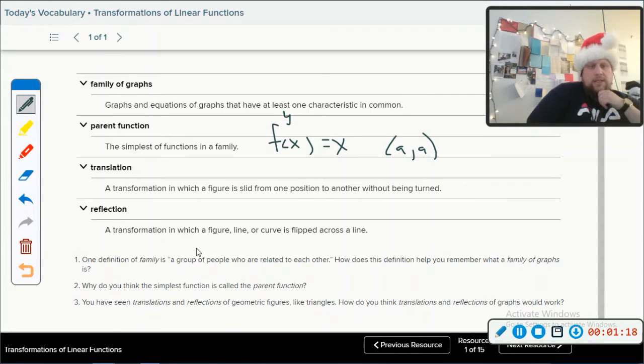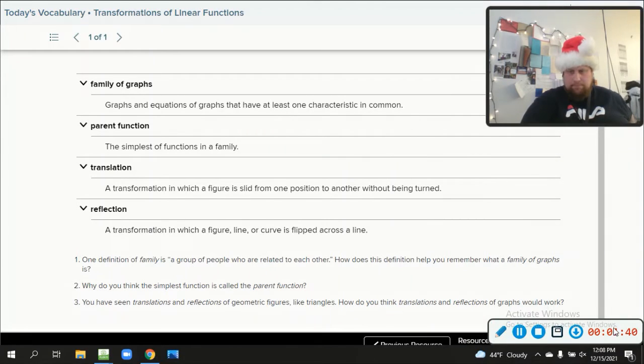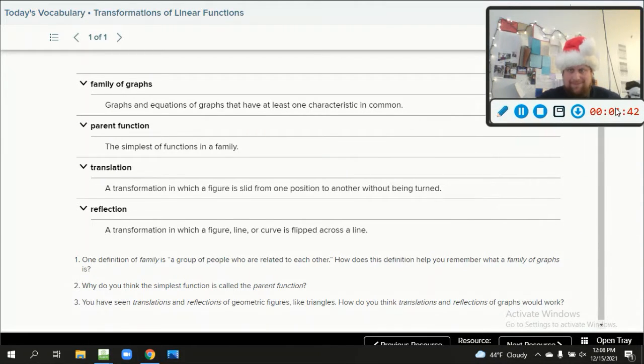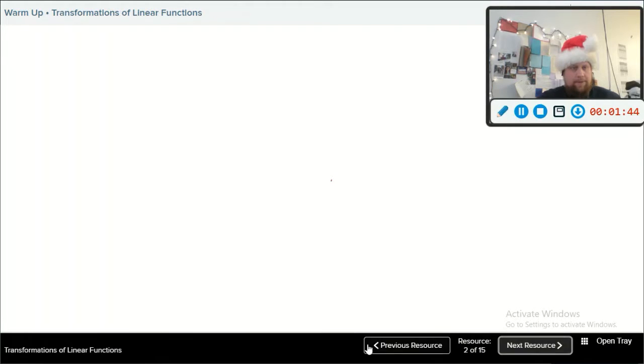A translation is a transformation in which a figure is slid from one position to another without being turned. We'll talk about rotations as well. Rotations are when we turn things. And then a reflection is a transformation in which a figure, line, or curve is flipped across a line. Go ahead and pause this if you need to. We're going to move on. Maybe I can get stuff out of the way, right?